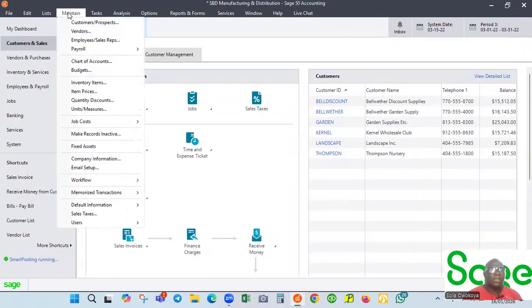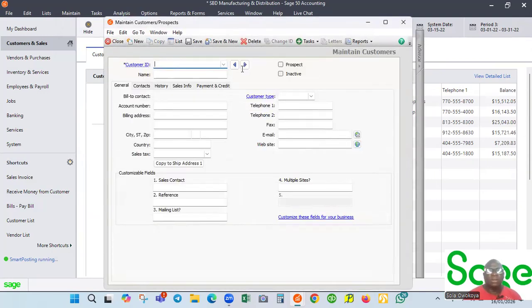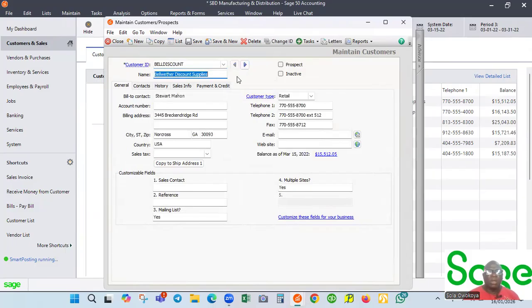You can use the system to maintain your customer information: the name of the customer, the unique ID you give that customer, the address, the telephone number, and all that. You can also use the customer type to maintain your customer. So this is how the form looks like when you are using it for your business.